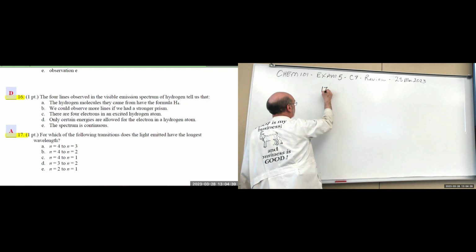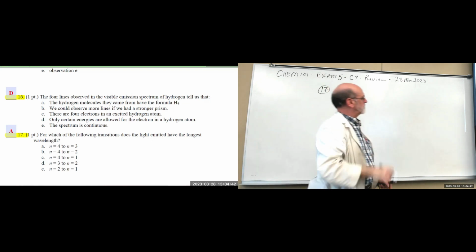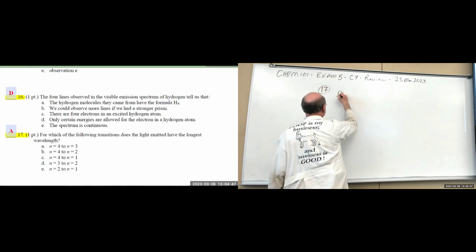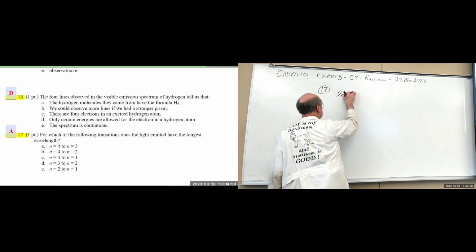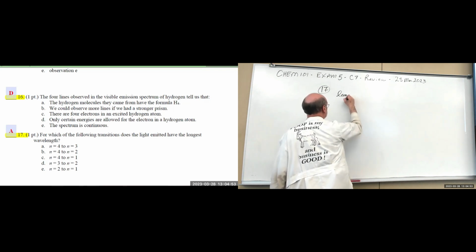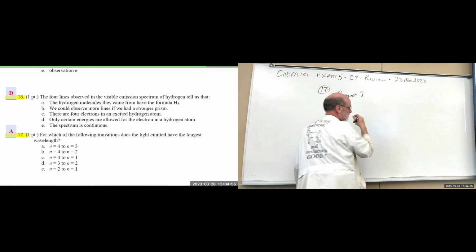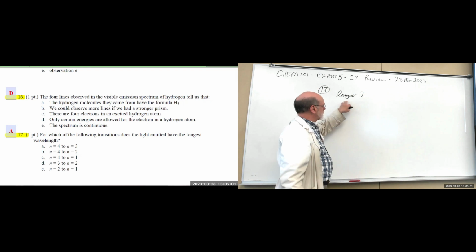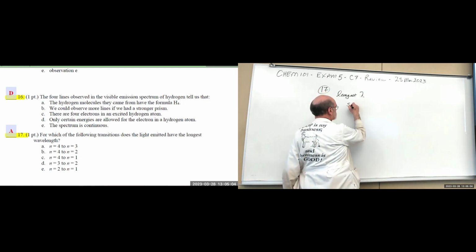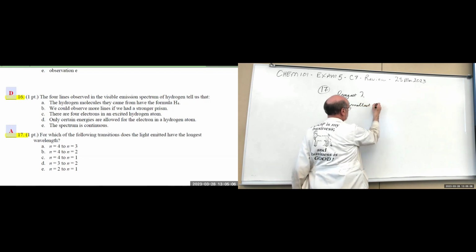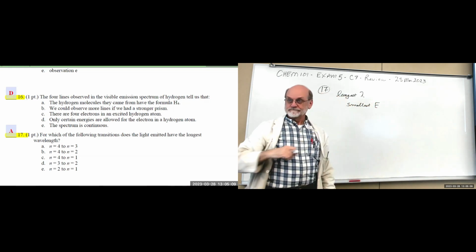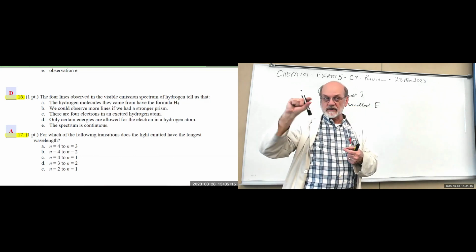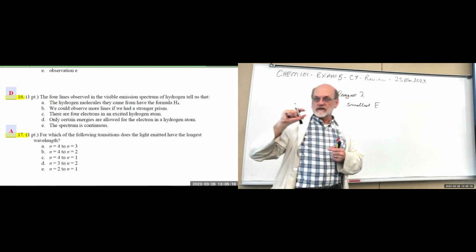17. Okay. For which of the following transitions does the light emitted have the longest wavelength? So we want the longest wavelength. The way to think about this one is the longest wavelength means the smallest energy. Right? Smallest energy means the shortest jump. The electron makes the shortest jump between levels, that would give us the longest wavelength or the lowest energy.